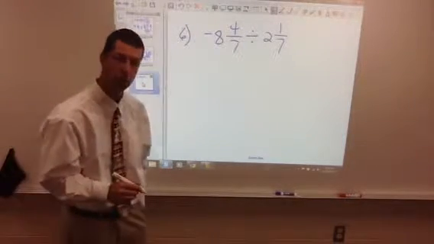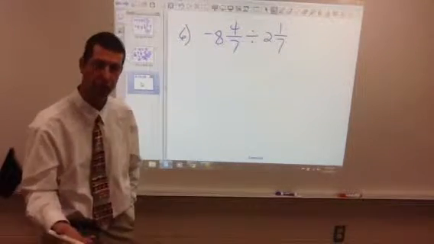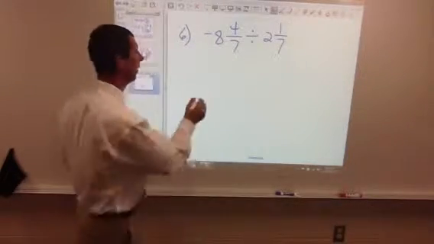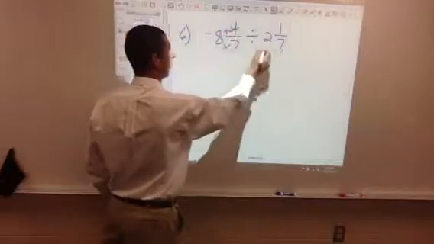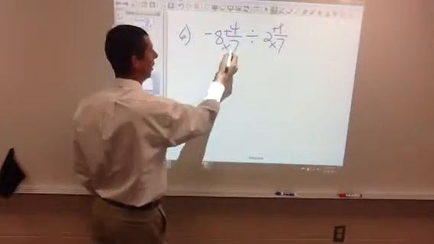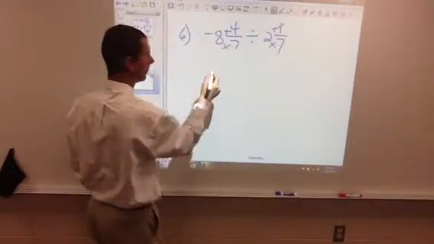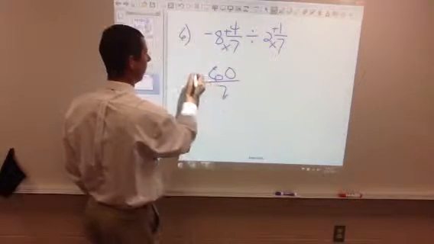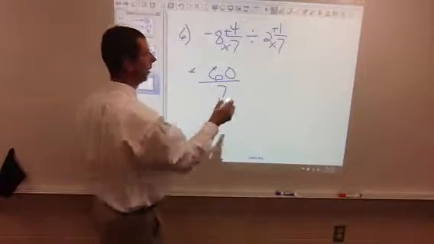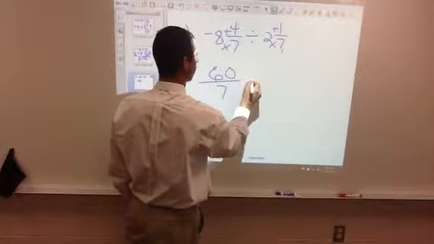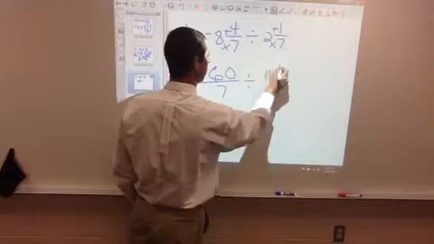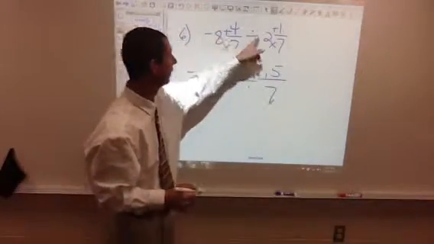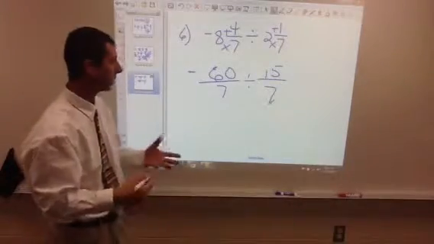Okay, here's a division one. We learned division yesterday. Now, on this problem here, we got to make them improper. So times plus times plus: 56 and 4, so we got 60 over 7. And this is negative. And here, 14, 15, so divided by 15 over 7. Now we're going to have a negative answer here because we got a negative divided by a positive, and the rule is that's going to be negative.